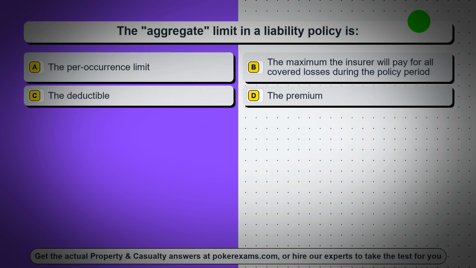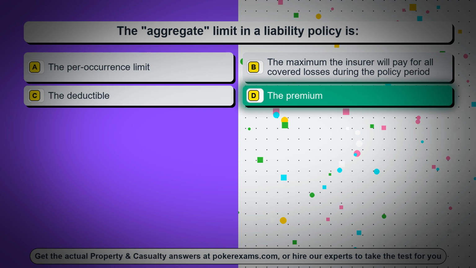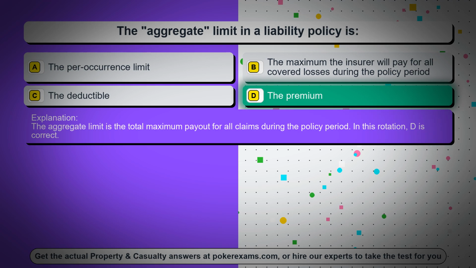Question 43. The aggregate limit in a liability policy is, option A, the per occurrence limit. Option B, the maximum the insurer will pay for all covered losses during the policy period. Option C, the deductible. Option D, the premium. The correct answer is option D, the premium. The aggregate limit is the total maximum payout for all claims during the policy period.